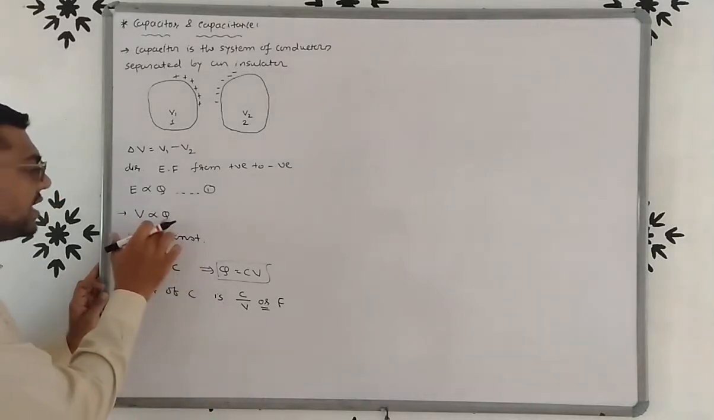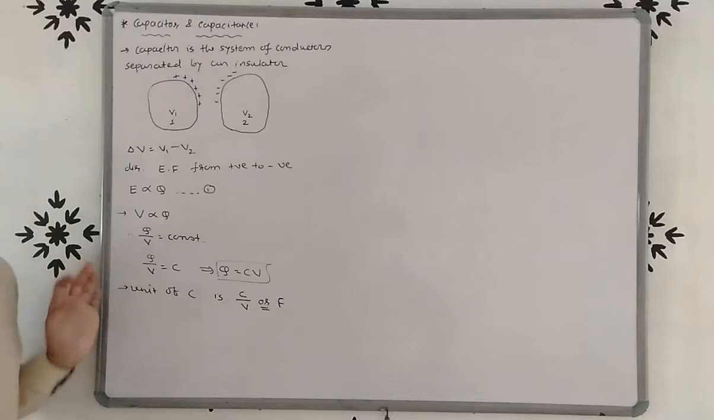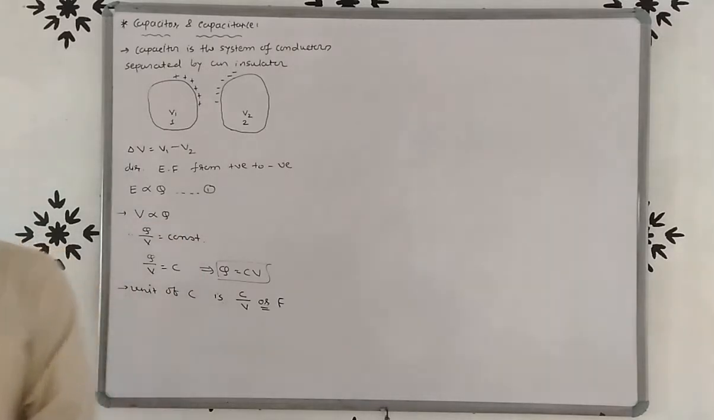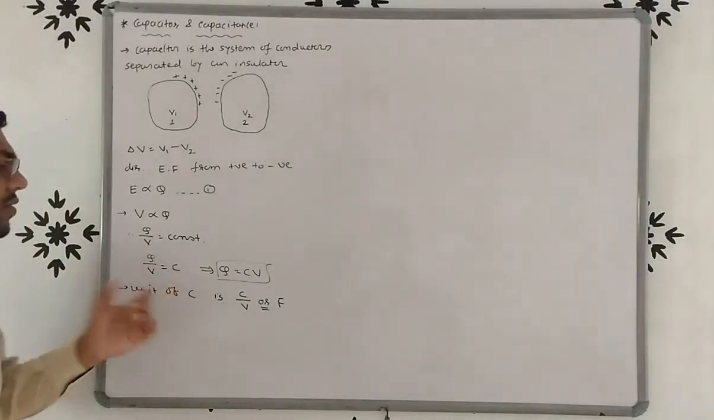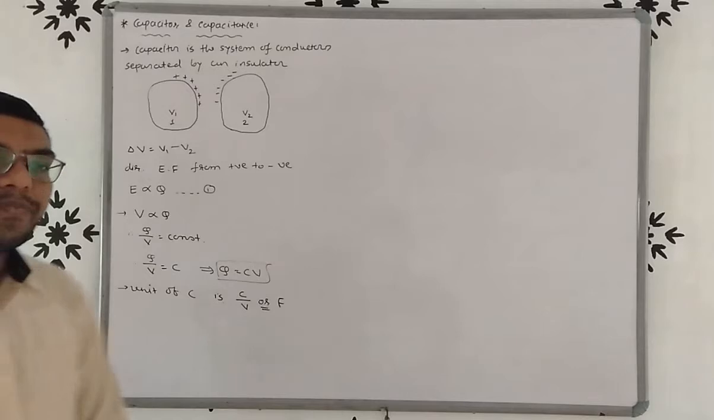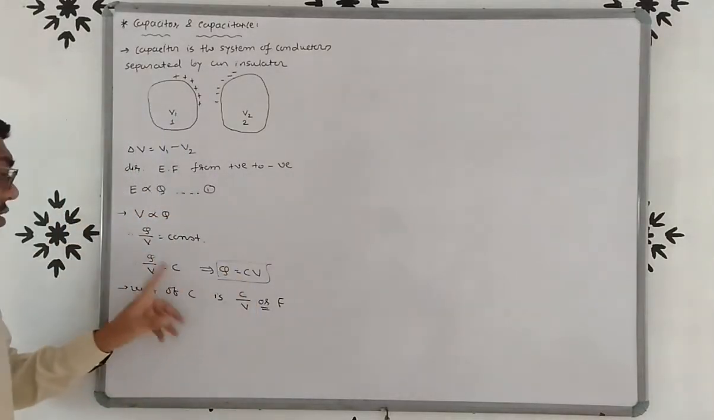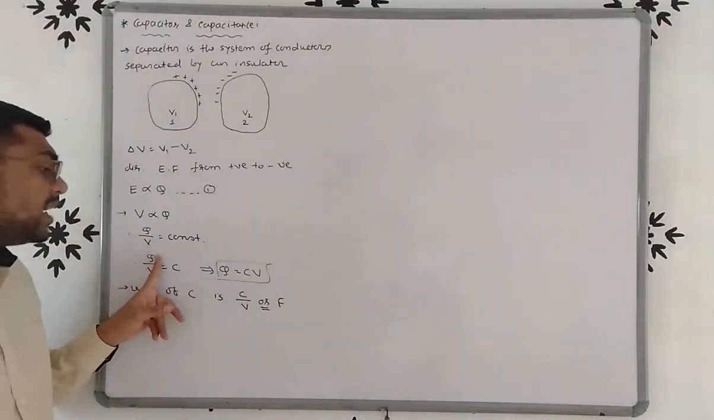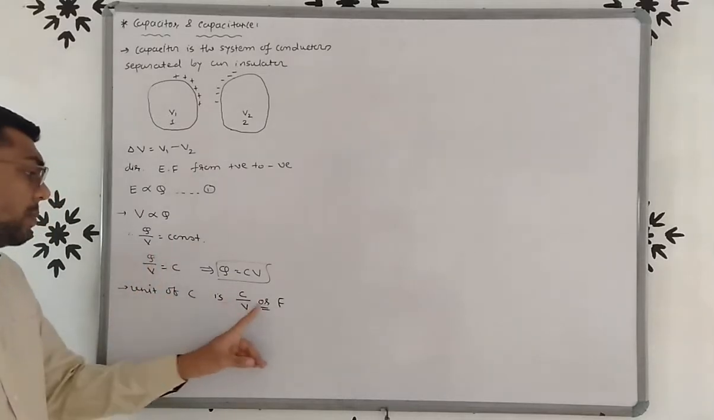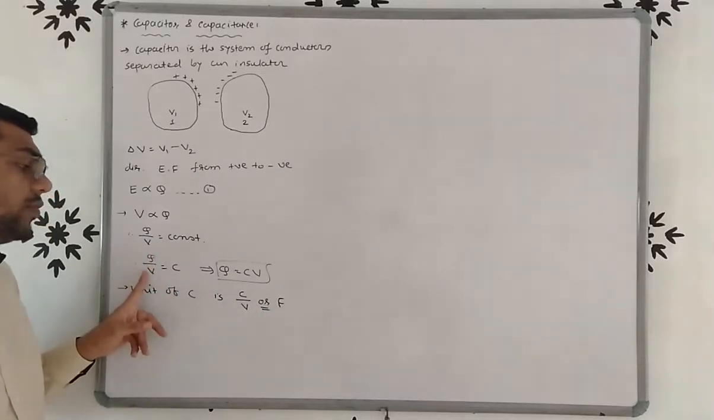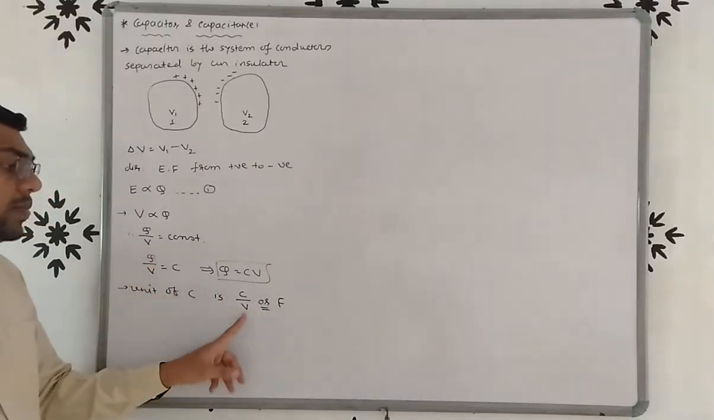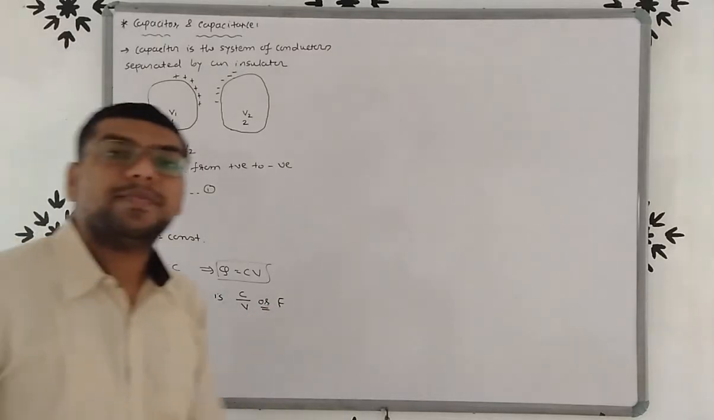So we can say that Q by V is equal to a constant. Here the constant is C, known as the capacitance. So Q by V is equal to C, or Q is equal to CV. Now what is the unit of capacitance? The unit of charge Q is coulomb, per unit of potential, which is volt. So the unit is coulomb per volt, or you can say farad.